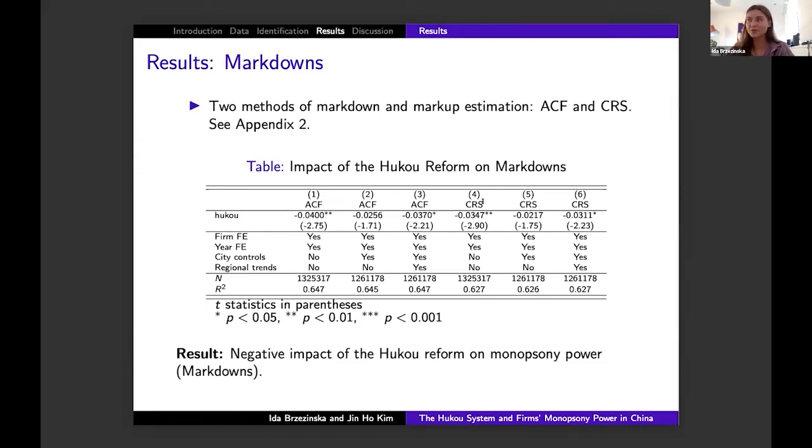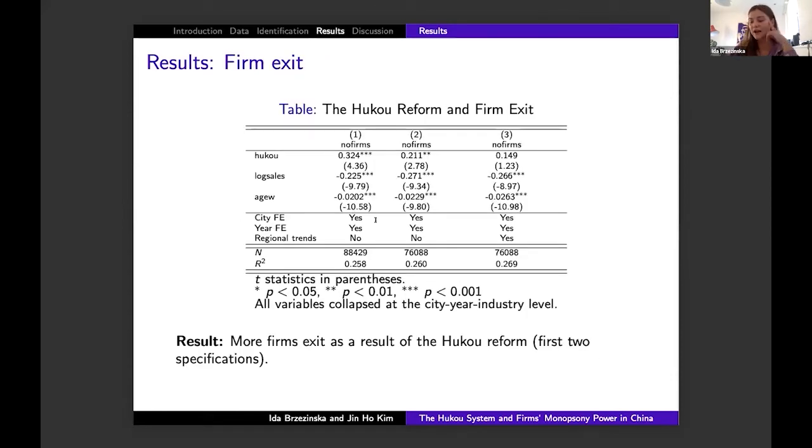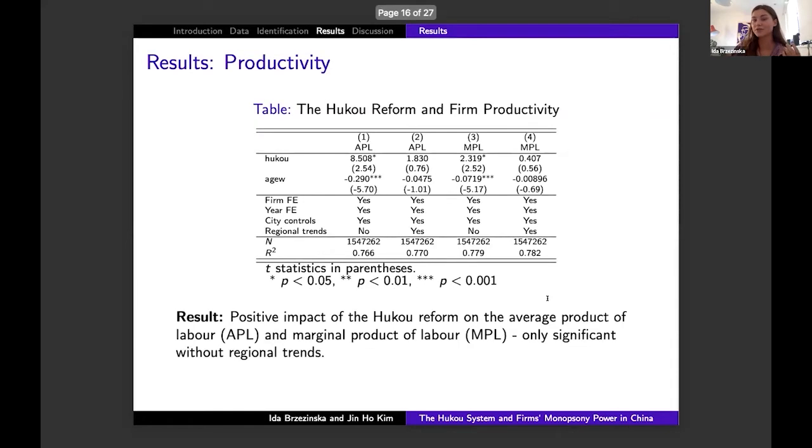And beyond the impact on monopsony, we also think about firm exit. So in this case, we have aggregated this variable at the city-year-industry level. So what we're really trying to see is whether firms in reform cities relative to non-reform cities, whether more firms are exiting by industry. And we do find a positive impact on that as well. And not only do more firms exit, but we are able to confirm in the data that they're specifically the least productive firms. So there's also some kind of productivity impact on the economy. And that is consistent with our micro level results as well.